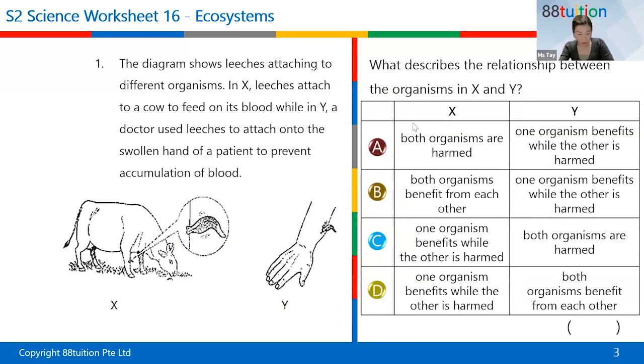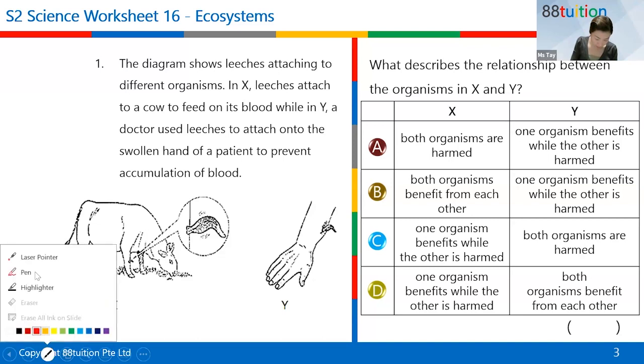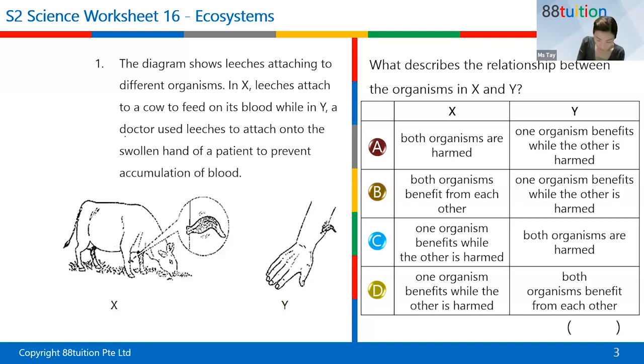Okay, so let's go on to the MCQ. If we can finish fast, I have one more question for you to try, one more as in the structured question. So if you look at this one, you have the diagrams here. You have X as well as Y. In situation X, can you see that there's a leech attached to the cow to feed on its blood? Then in Y, it is actually carried out by doctors, and this is a real thing. This is happening. Doctors actually use leeches.